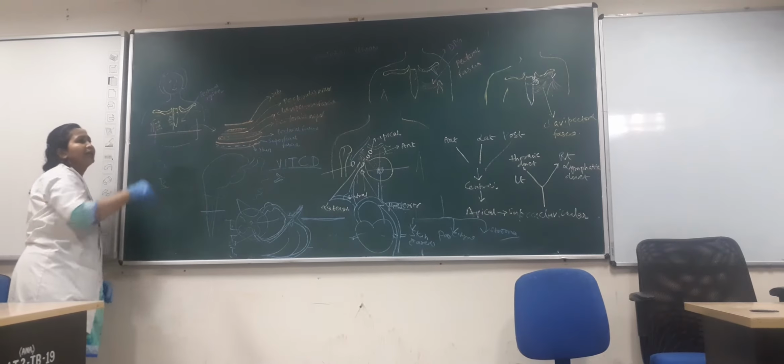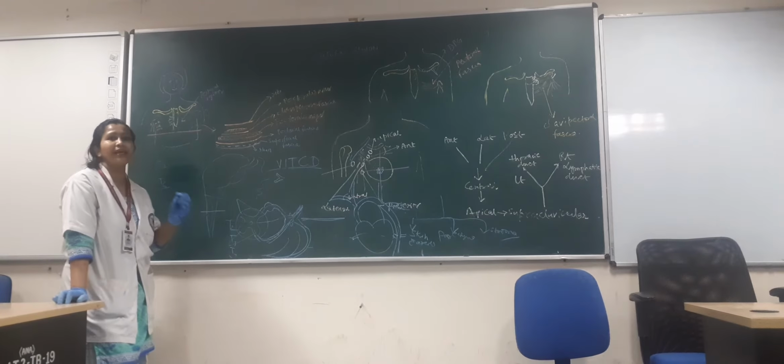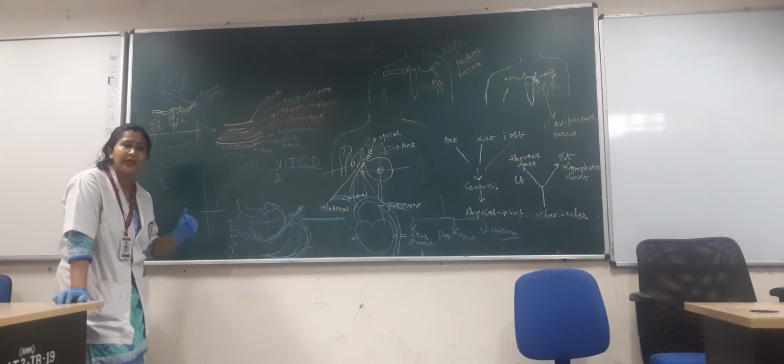And areola is the brownish pigmented area around the nipple, and it contains sebaceous glands which get hypertrophied during pregnancy and lactation and are known as Montgomery tubercles.